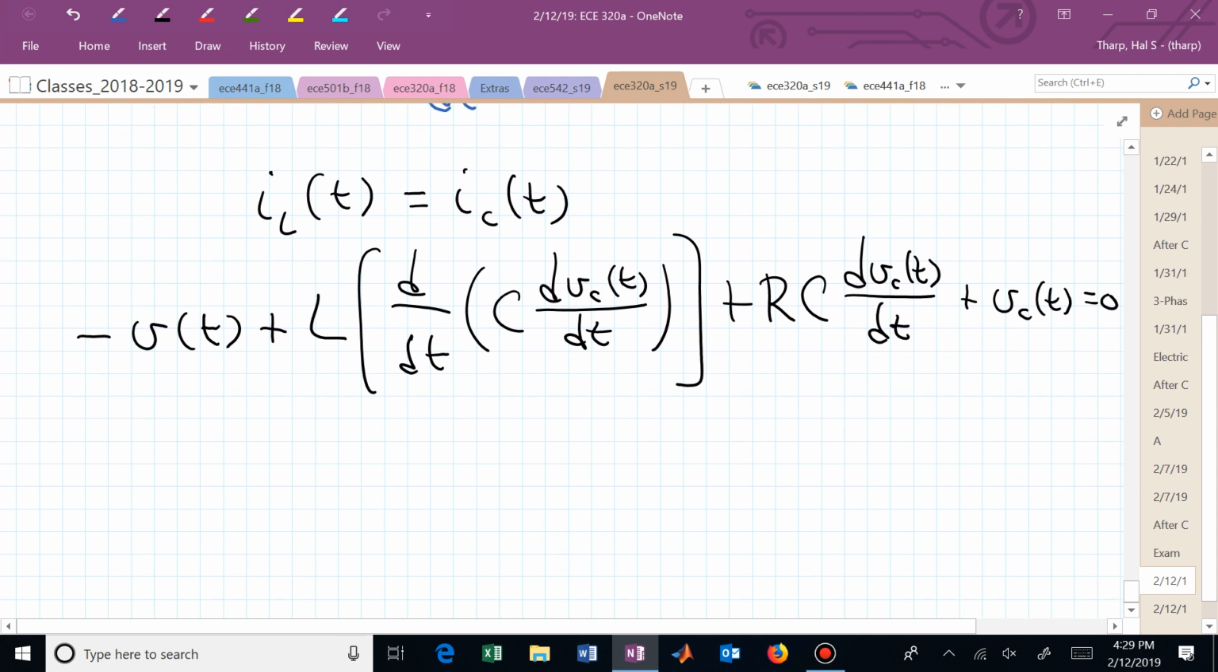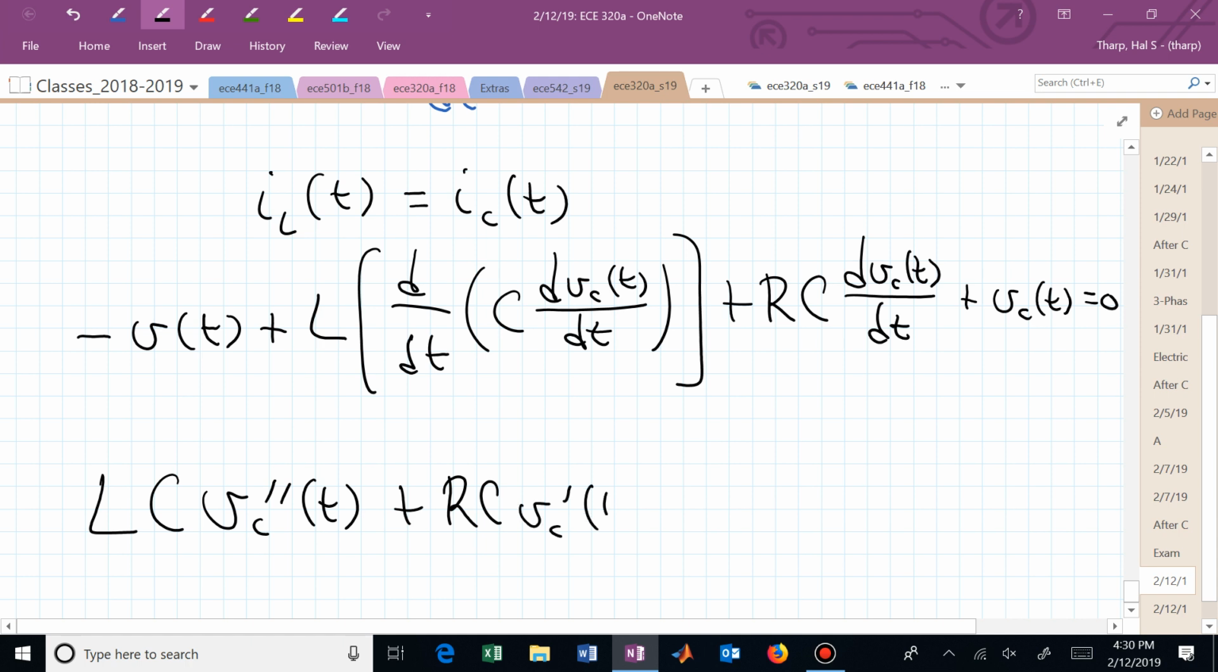L and C and R are time invariant. They can slide outside of these derivatives. Now we have the second derivative of V sub C scaled by LC. We can say we now have LC times v sub c double prime of t plus RC times v sub c prime plus v sub c of t equaling v of t.